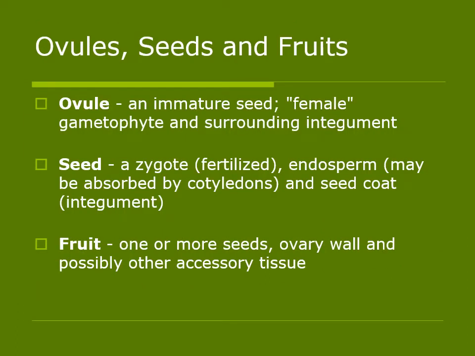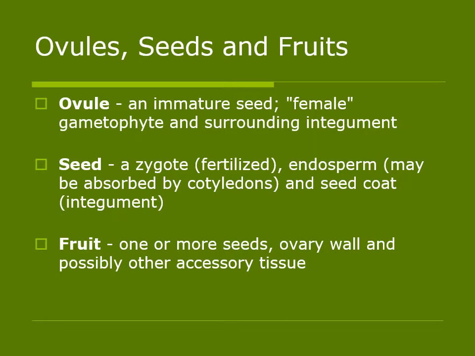So when we're talking about fruits, just a reminder, we have the ovule and seed and fruit. So we're looking at three separate things. Keep that in mind as we go through this, because the ovule is the immature seed or the female gametophyte, and the seed is a fertilized zygote. Then you have your cotyledon and the seed coat. And then, of course, the fruit, which is the aggregate of the entire thing, is the ovary wall.